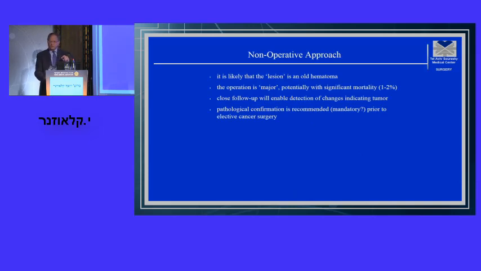Non-operative approach, okay? It is likely that the lesion is an old hematoma. The operation is major, potentially with significant mortality. Close follow-up will enable us to detect changes indicating tumor, and then we can perform the operation. Pathological confirmation is recommended or may be mandatory prior to elective cancer surgery. Some surgeons believe this is the case. Please vote.